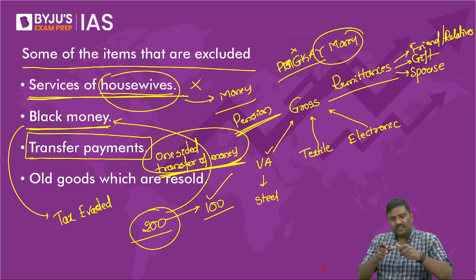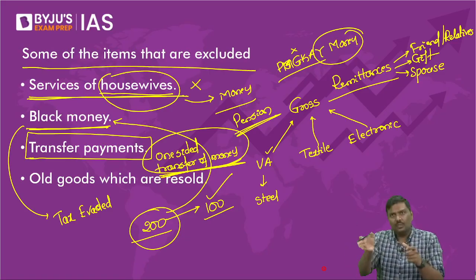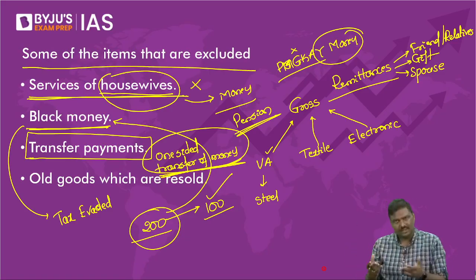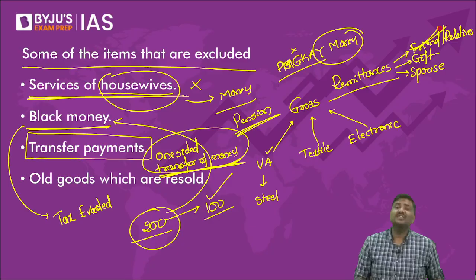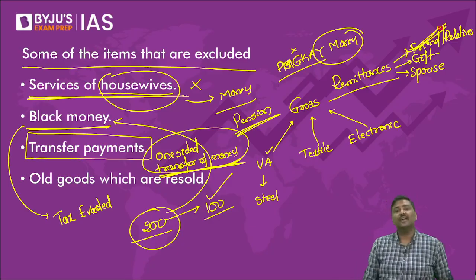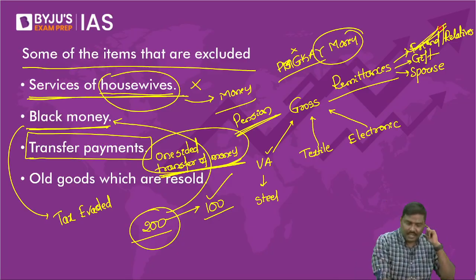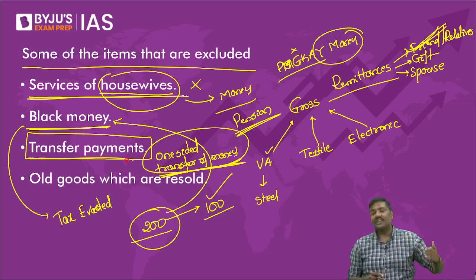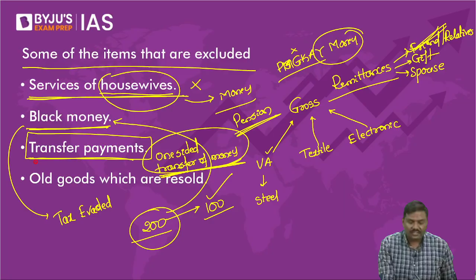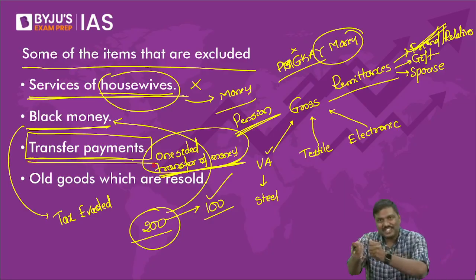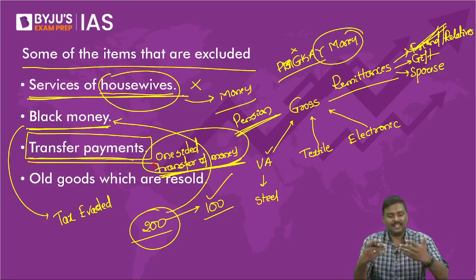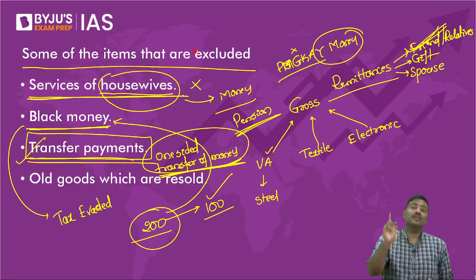Whenever you have these kinds of one-sided transfers, unilateral means one-sided, these are generally referred to as remittances, or as transfer payments, because there is no exchange of goods and services. That is also not counted when you calculate GDP.